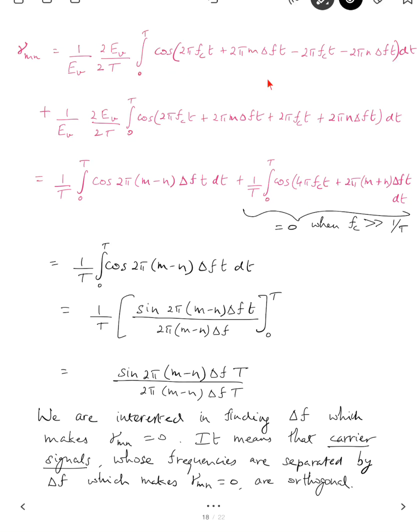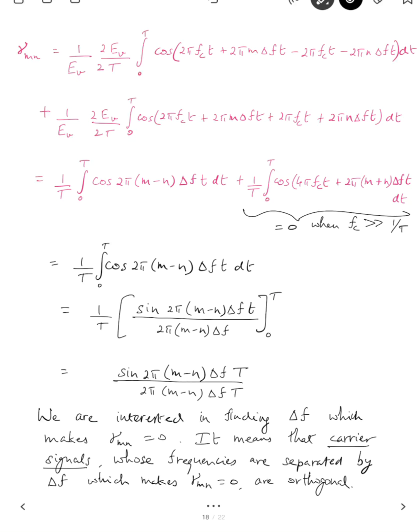So we have cosine(A minus B) plus cosine(A plus B) by 2, that 2 factor we have introduced here in the denominator. And then this Ev, as I said, we introduced this 1 by Ev factor so that we can get rid of this Ev. So the entire Ev disappears. What we are left with is just 1 by T times cosine 2 pi fct, and minus 2 pi fct will cancel out. So we are left with cosine 2 pi m delta f t minus cosine 2 pi n delta f t. Taking the common terms, you get 1 by T cosine 2 pi (m minus n) delta f t for the first part of the equation.